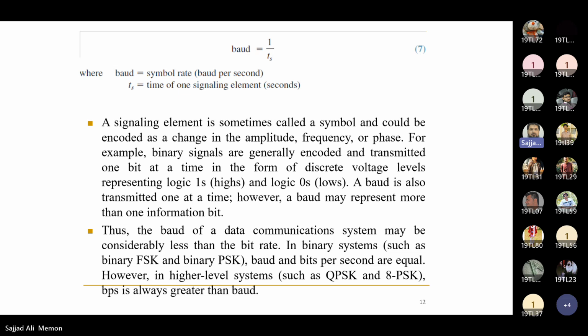In binary systems such as binary FSK and binary PSK, baud and bits per second are equal. However, in higher level systems such as QPSK and 8PSK, bits per second is always greater than baud.